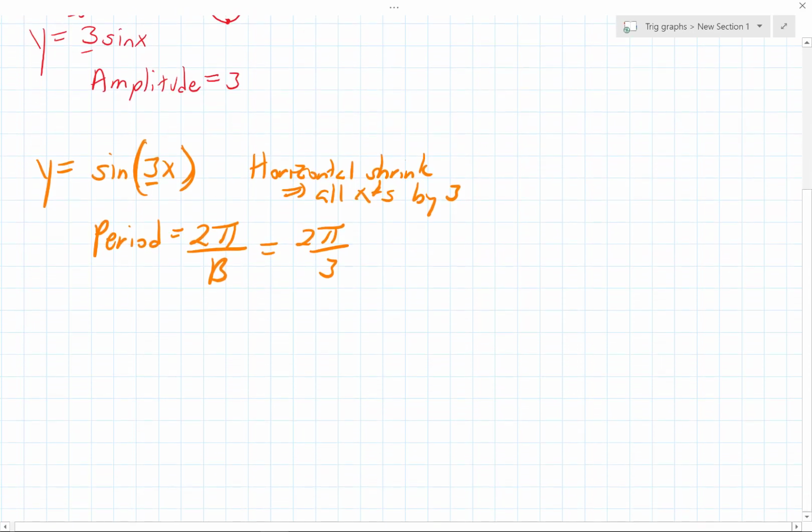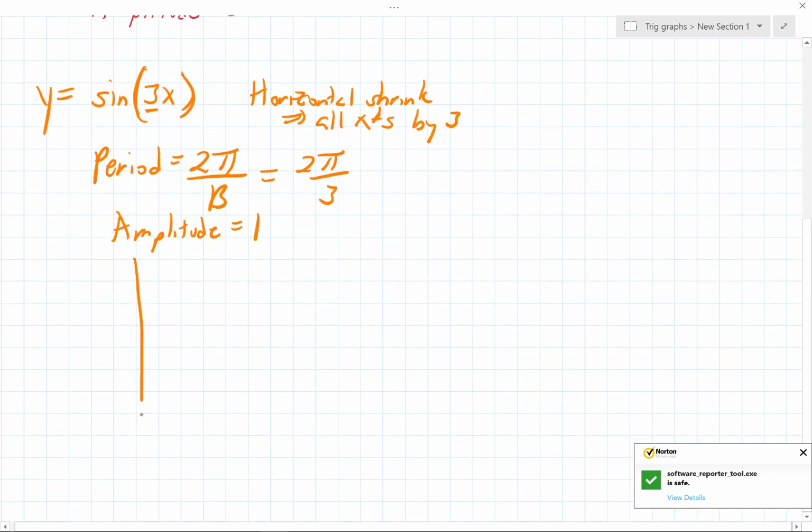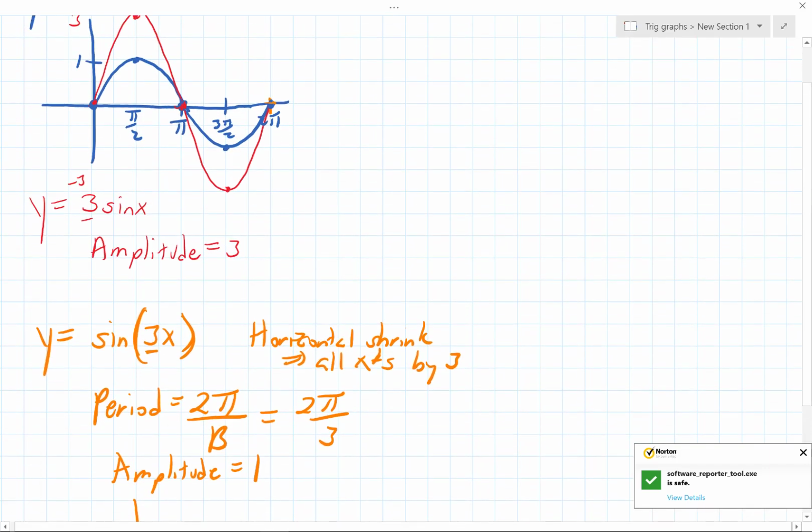And the amplitude is still a 1. So when I go to graph this, an easy way to graph these is I know I'm going to finish a full cycle in 2 pi thirds. And the graph is kind of divided up into 4 important points, right? It goes up and then down and then up in the middle and down in the middle.